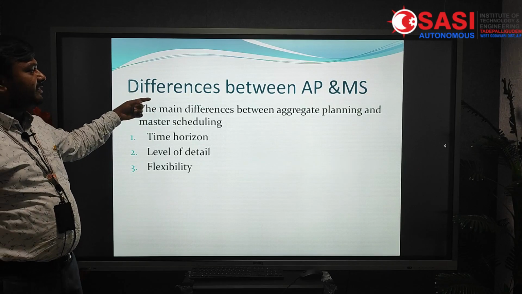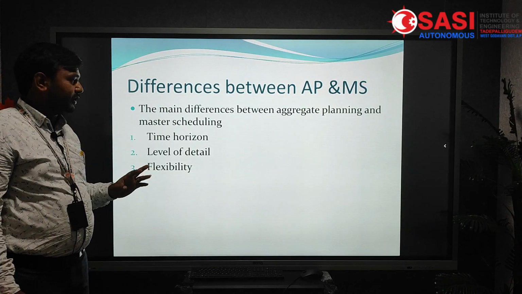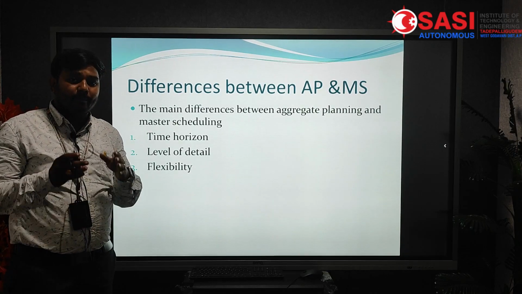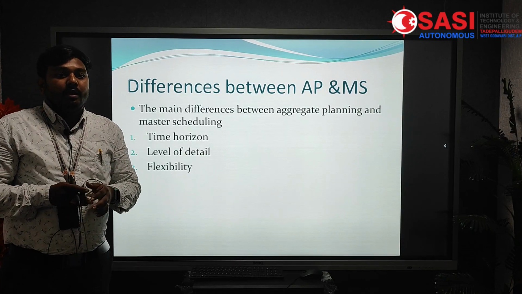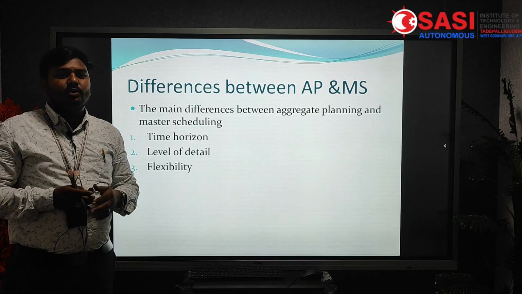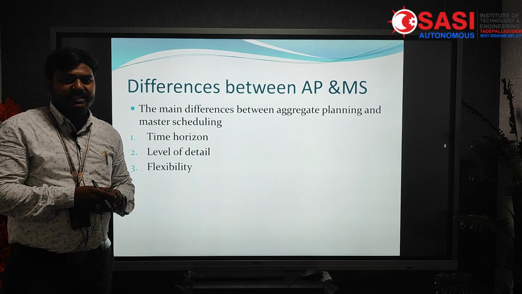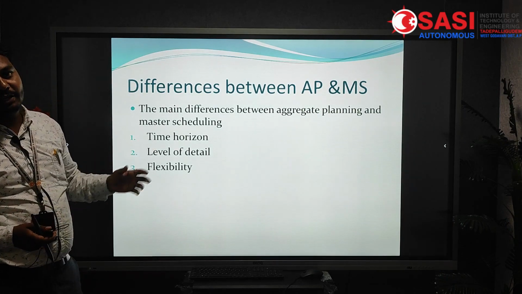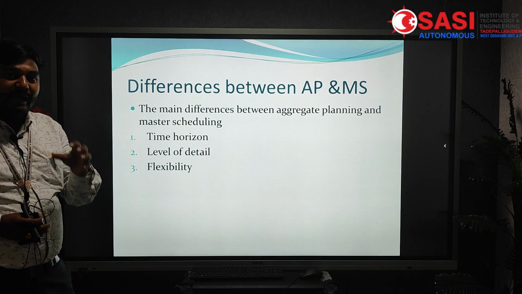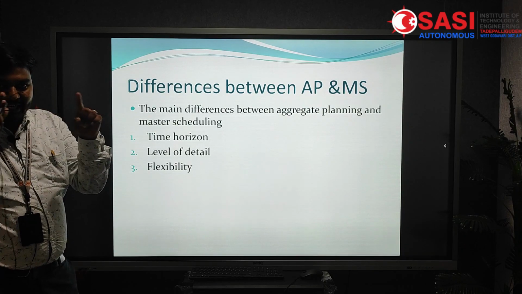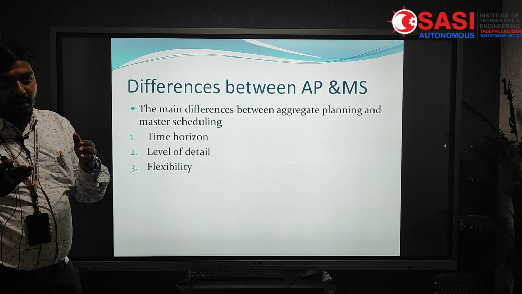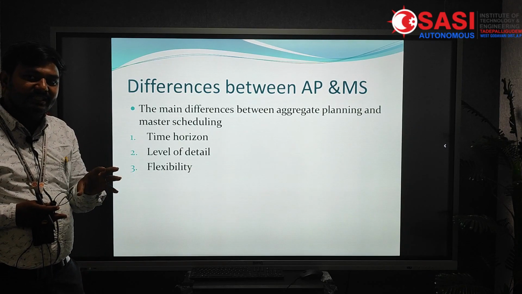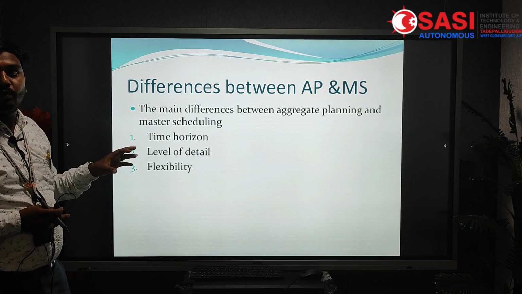Here is the difference between aggregate planning and master scheduling. The first one is time horizon. The aggregate planning may be designed to assist the organization for a 3 to 9 month period, whereas the master scheduling only offers plans for limited time periods, like for a specific production process or specific goods or services.